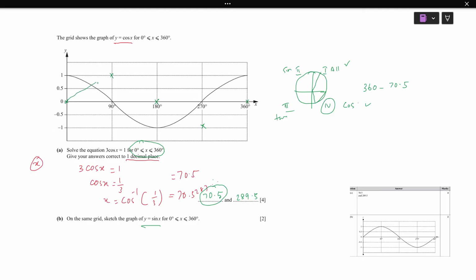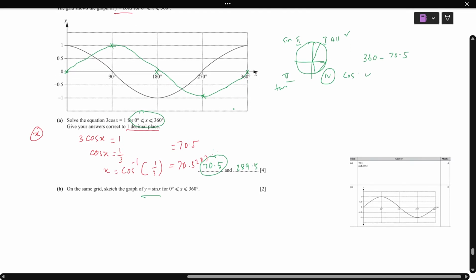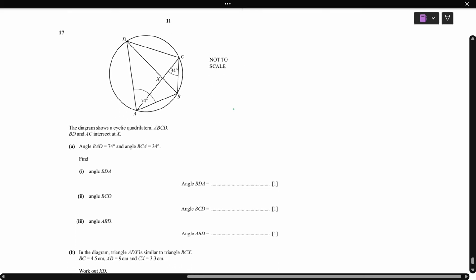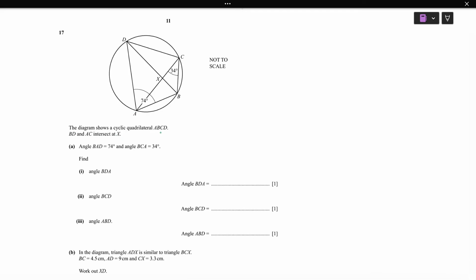So we draw this, and this is the required graph. Okay, that was the first question from trigonometry. So we do the second question, from circle. Here the diagram shows a cyclic quadrilateral ABCD, BD and AC intersect at X. Some angles are given. BAD is 74 and BCA equals 34. Find the angle BDA. We need to find this angle.